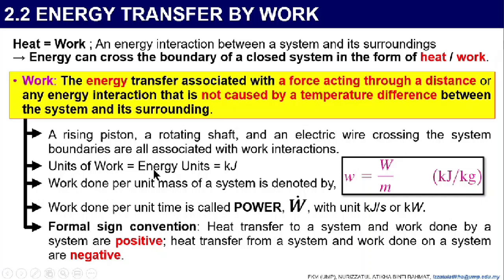The unit of work is an energy unit, which is kilojoule. Work done per unit mass of a system is denoted by small w equals uppercase W over m. Remember, for anything per unit mass, the symbol is a small letter. Work done per unit time is called power, W dot, with units of kilojoule per second or kilowatt. Formal sign convention: heat transfer to a system and work done by a system are positive. Heat transfer from a system and work done on a system are negative.